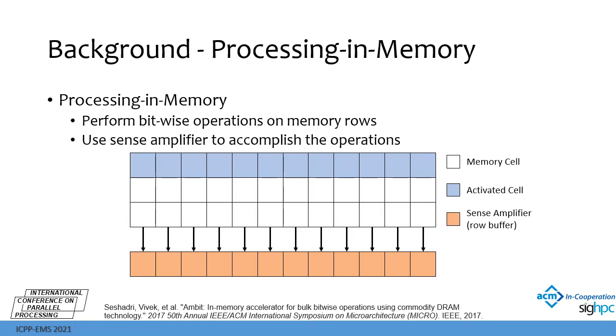Next, we describe the processing in memory principle we use for this work. This kind of processing in memory performs bitwise operations on memory rows, using the sense amplifier to accomplish the operations. The following is a demonstration of the memory device. For a regular read operation, a whole row of memory cells will be activated, and the activated cells will be read out to the sense amplifier for later use. For doing bitwise operations on the memory device, 2 rows of memory cells will be activated at the same time.